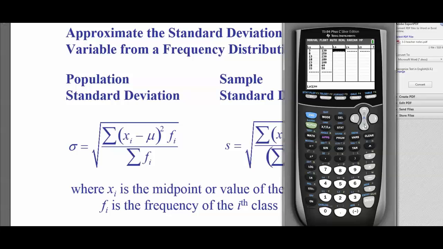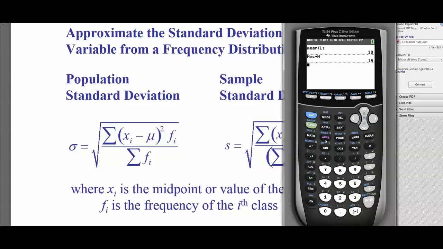But I do need to know the mean of the midpoints. So let's go back to our home screen. Our midpoints are located in L1, and I just need the mean of it. So if I go back to list 1, mean of L1, and I'm going to tell the computer to remember that, so we'll call that A.